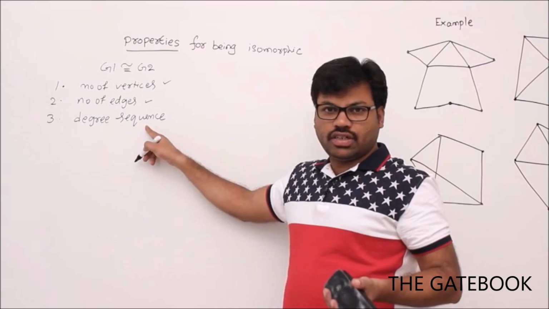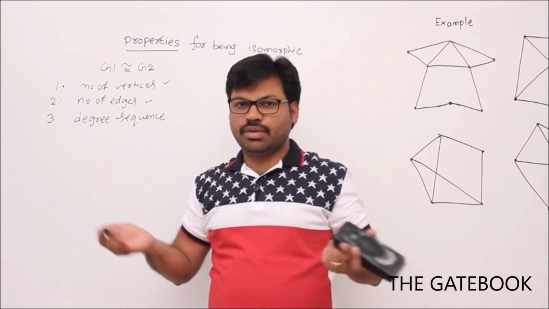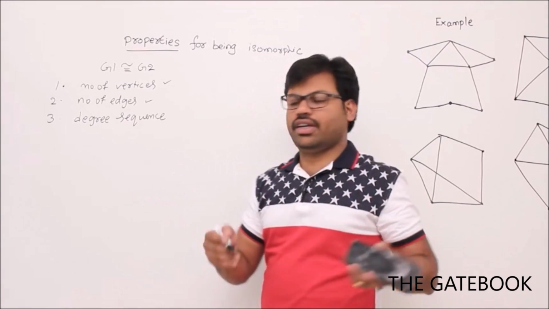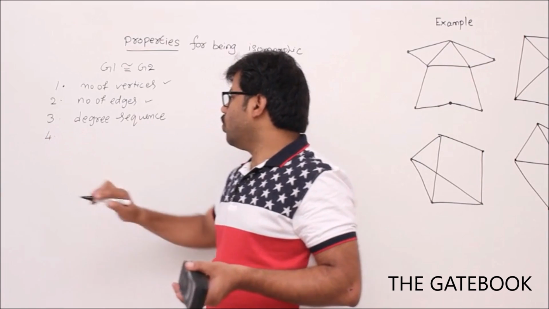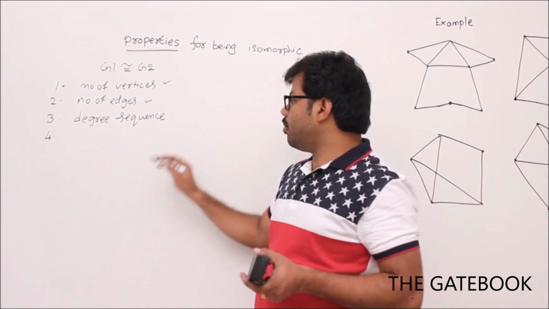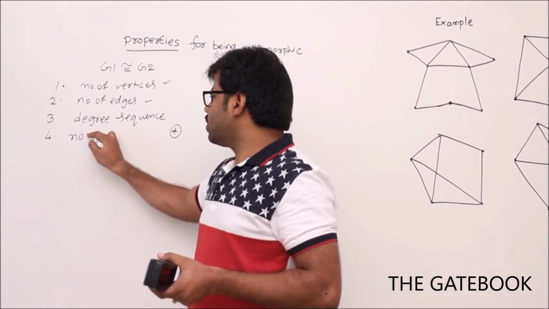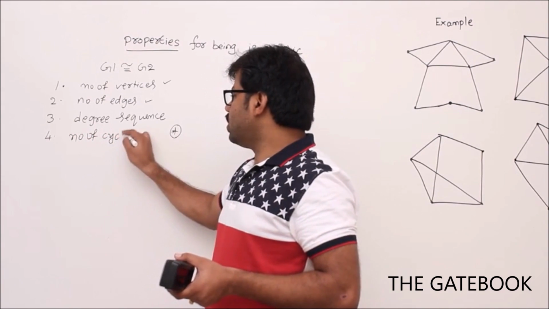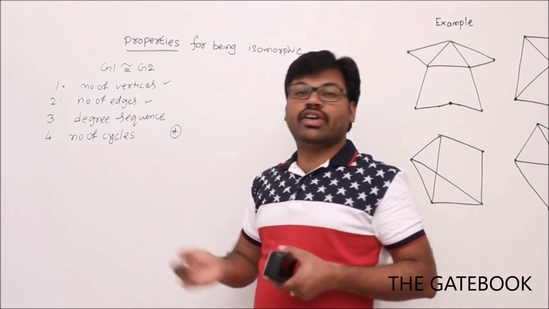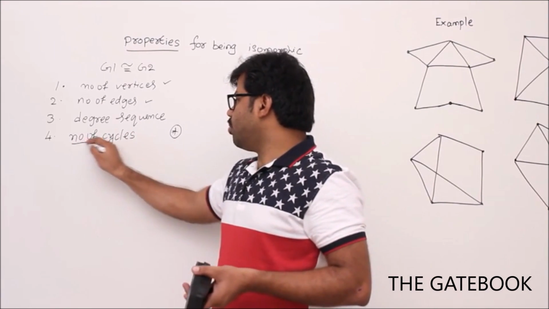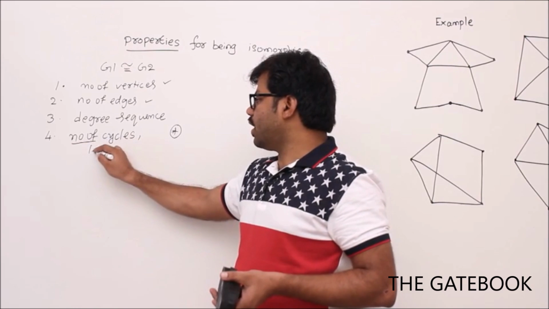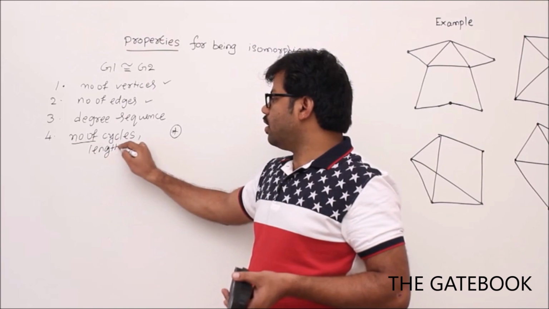Again, it is not sufficient. Sometimes there may be graphs with the same degree sequence, but again they are different. So that's why go to one more parameter. This is a very important parameter. Most of the time it will work. That is, the number of cycles. So just observe the number of cycles and different types of cycles. Check the number of cycles and the length of the cycles.